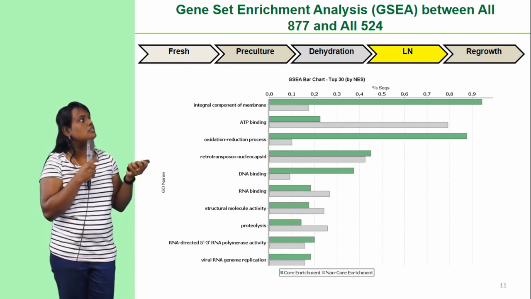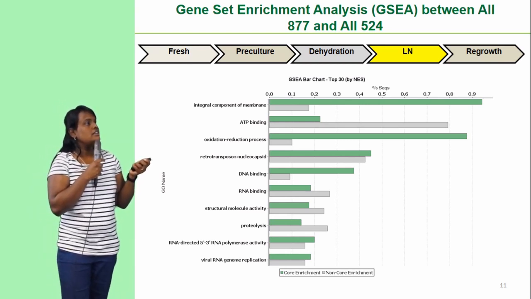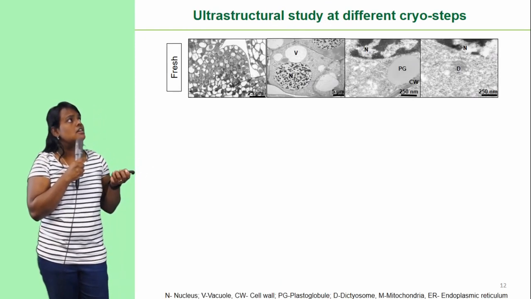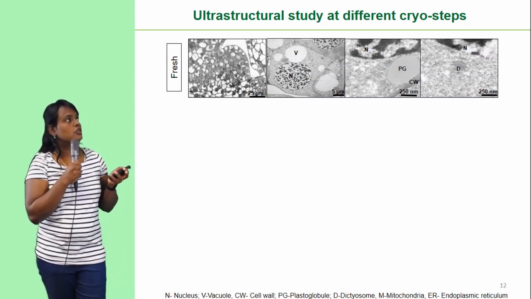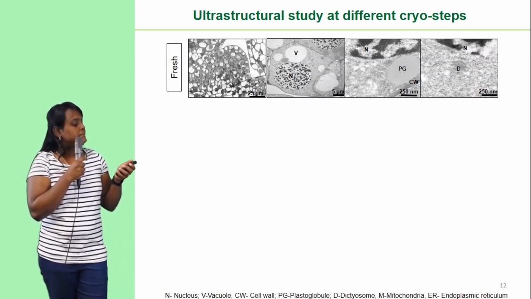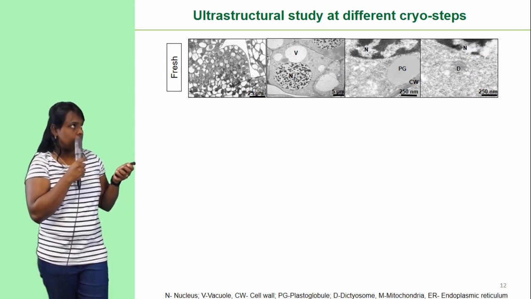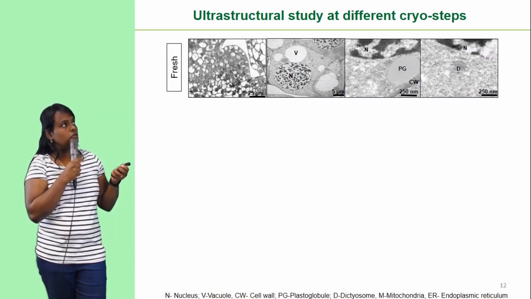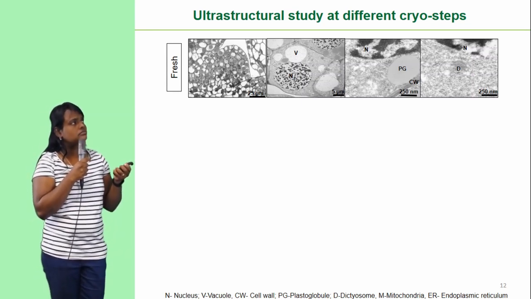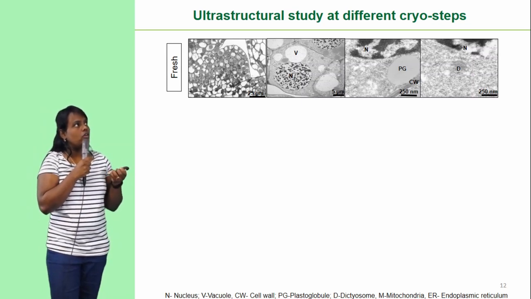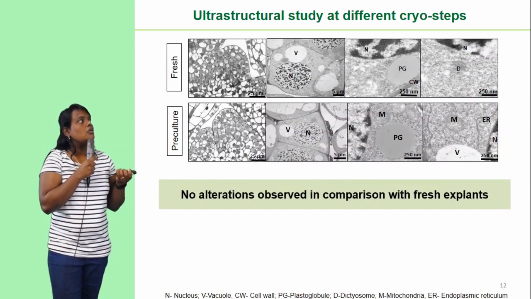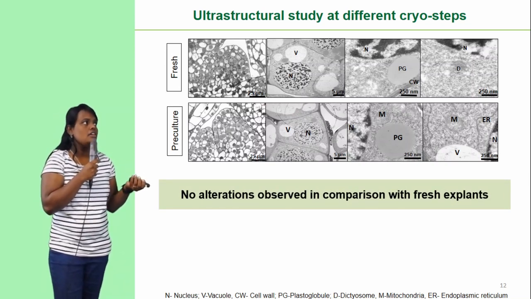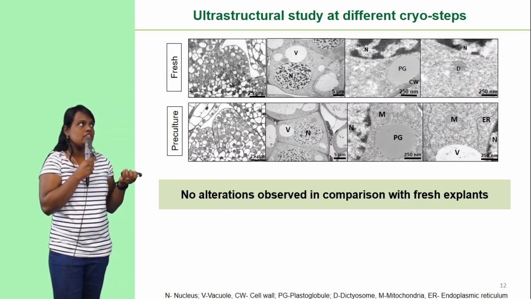Now let's go to the 2 GO terms for further view. The integral component of membrane we will see in the ultrastructural study. So here we see the ultrastructural study of Allium 524. Here is the fresh apical shoot tip and the sections of the fresh shoot tip viewed by transmission electron microscopy. The nucleus and all organelles seem to be clear. After the pre-culture treatment, the cell organelles again do not change. We do not see any alterations in comparison with fresh.